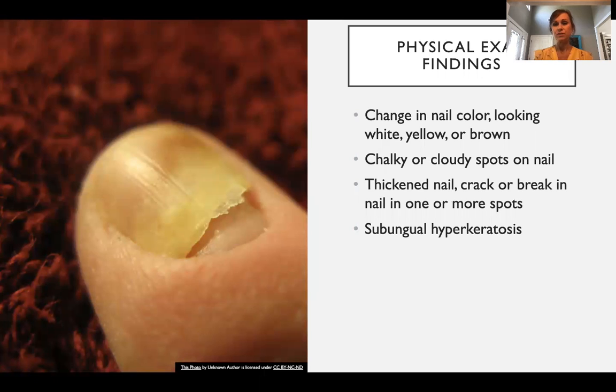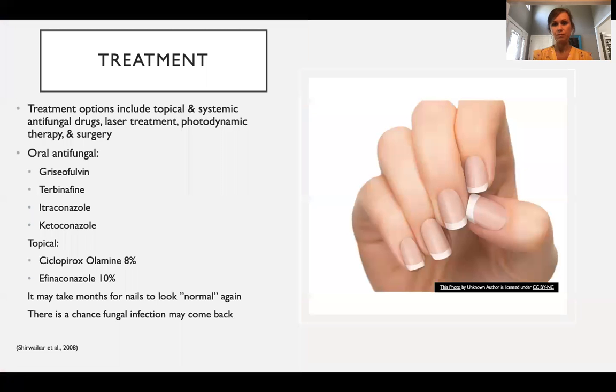All right, so for physical exam findings, you're going to notice there's going to be a change in the color. The nail color may be white, yellow, it may even be brown. You may also notice some like cloudy or chalky spots on the nail. The nail is usually going to be thick. It may have like cracks or breaks in it, and there may be just one spot or it may be multiple spots that you're going to see this going on. And then, of course, the subungual hyperkeratosis.